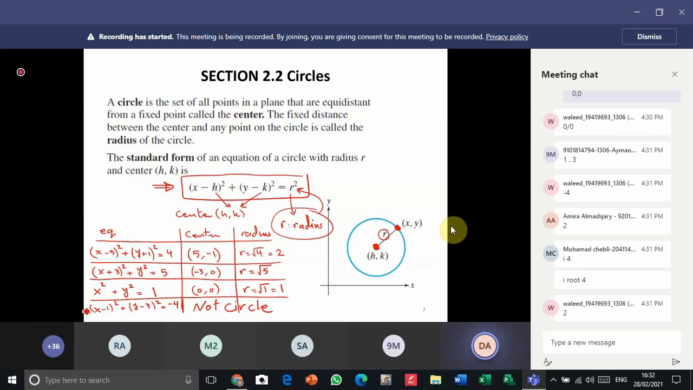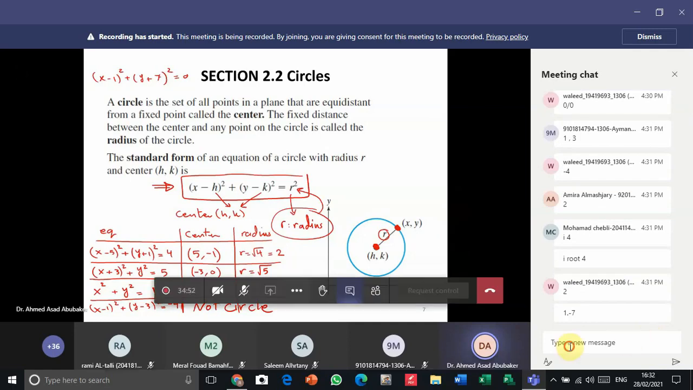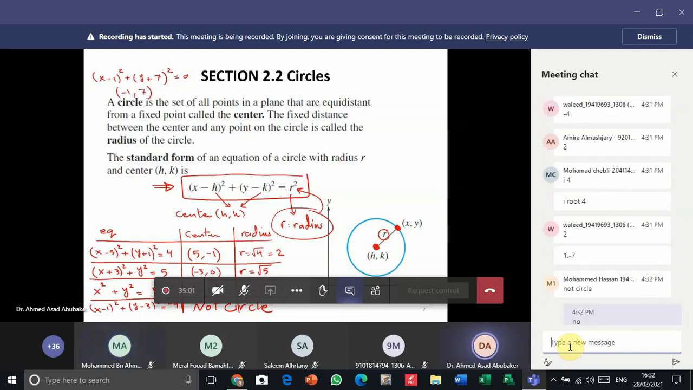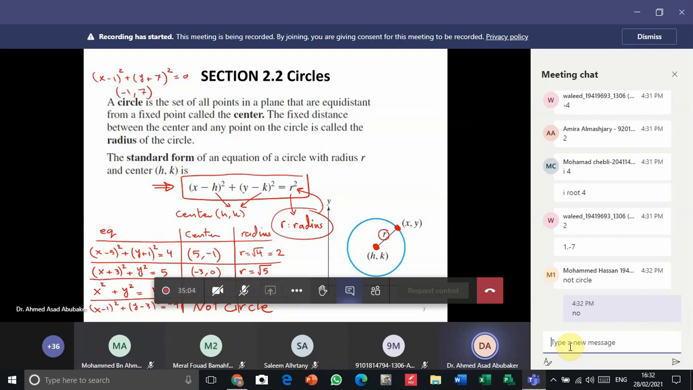Okay? Any question? But if we have 0 on the right side, for example, if we have (x minus 1) square plus (y plus 7) square equal 0, this is a circle? This is the point 1, negative 7. Only a point. Okay? Only a point, because the radius equals 0. We don't have a radius, so this is a point.